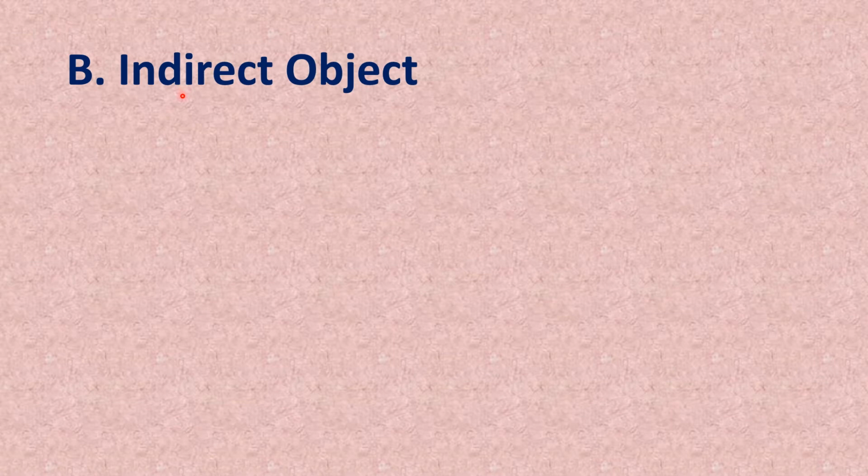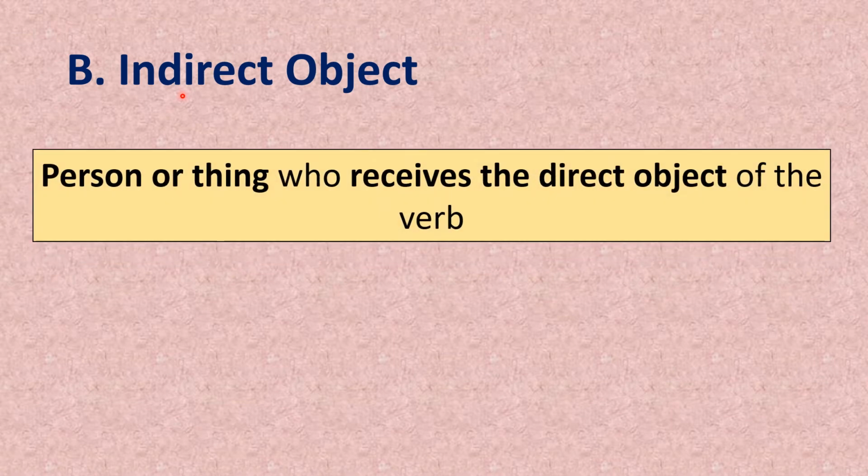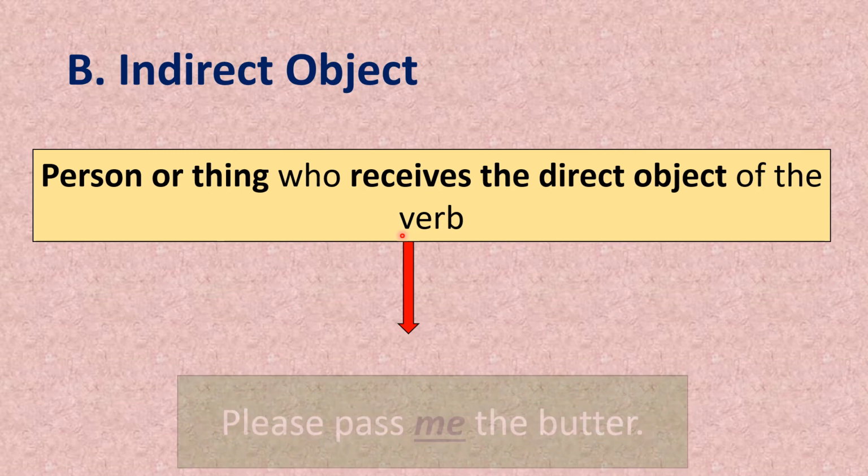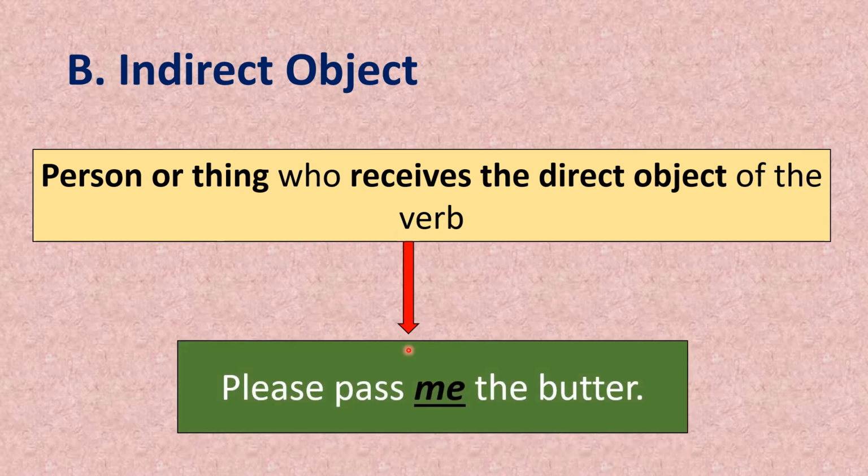Let's talk about the indirect object. The indirect object may be defined as a person or thing who receives the direct object of the verb. For example, please pass me the butter. Here you can see that somebody is passing the butter to someone. So the butter is the direct object and me here is receiving the direct object. So me here becomes the indirect object.